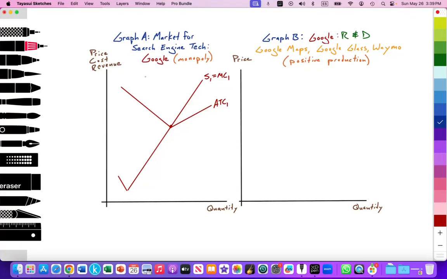Since it's a monopoly, the elasticity of the demand curve will be inelastic. Google doesn't face too much competition. We're going to mark another point about here, and that will help guide our two revenue curves. Here we'll have our demand curve, and I'm going to have my demand curve above the intersection between supply and ATC. I'm going to label that demand in a second.